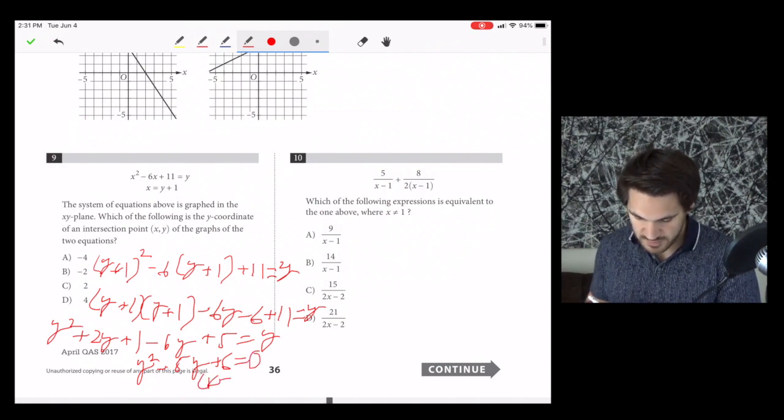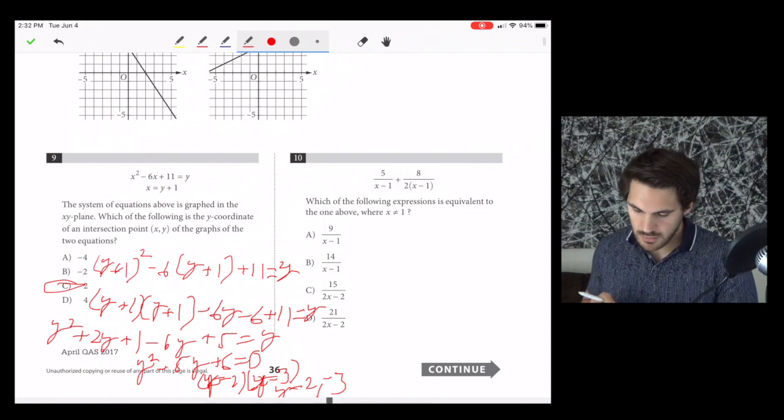Okay, now we can just factor this. x minus 2 times x minus 3. Oops, I'm sorry, I mean y minus 2 times y minus 3. So y equals 2 and 3. Only one of them is here. Answer choice C.